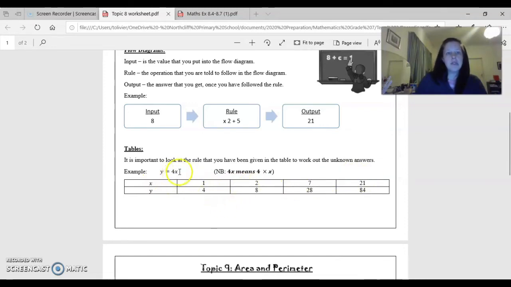4 times 1 gives me 4. 4 times 2 gives me 8. 4 times 7 gives me 28. And 4 times 21 gives me 84. So this is just a brief introduction to algebra and to finding the unknown variable and to see what your input, your rule, and your output is.